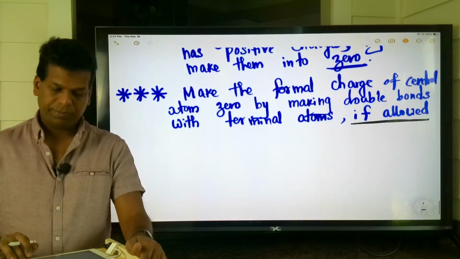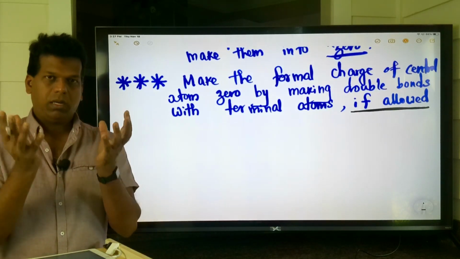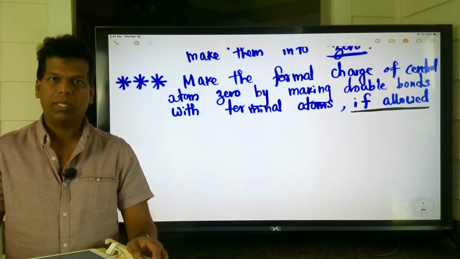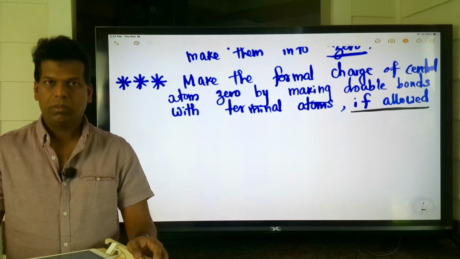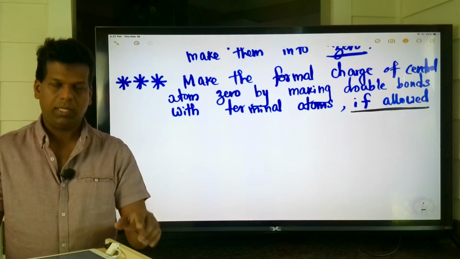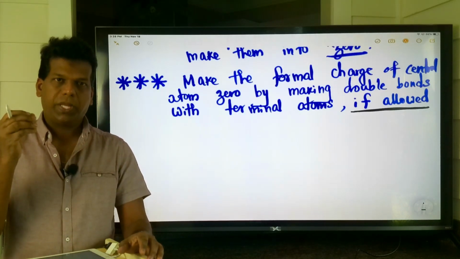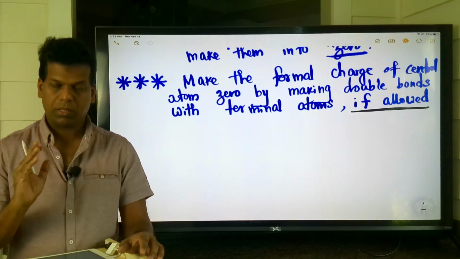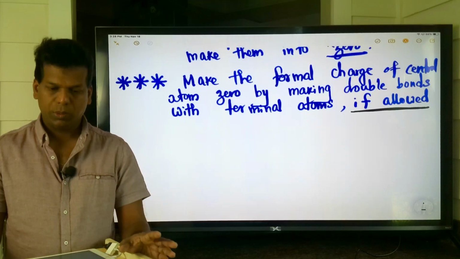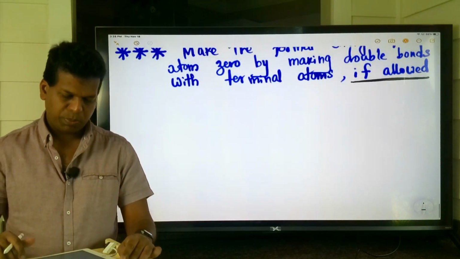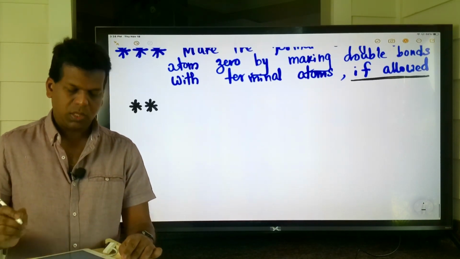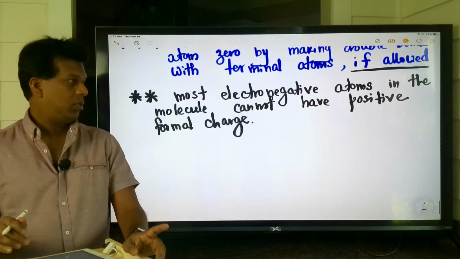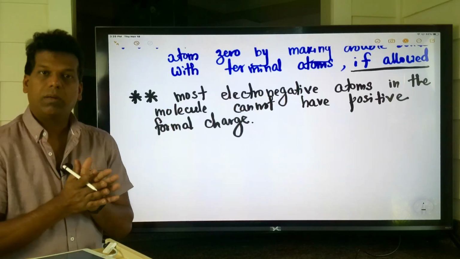If you see halogens as terminal atoms, you can't make a double bond with the halogen. You know what halogens are? Those are group 7 elements. You can't make a double bond with terminal halogens. I'll write it down in a second, but just keep that in mind. The reason why is because of this point. Just pay attention to this point. Let me write it down first. After that I'll explain. Pay attention to this point here.